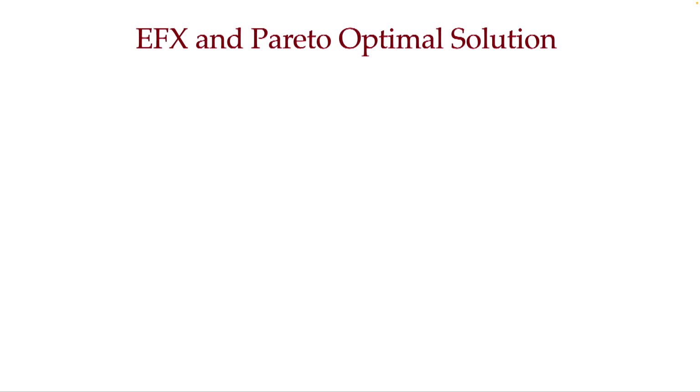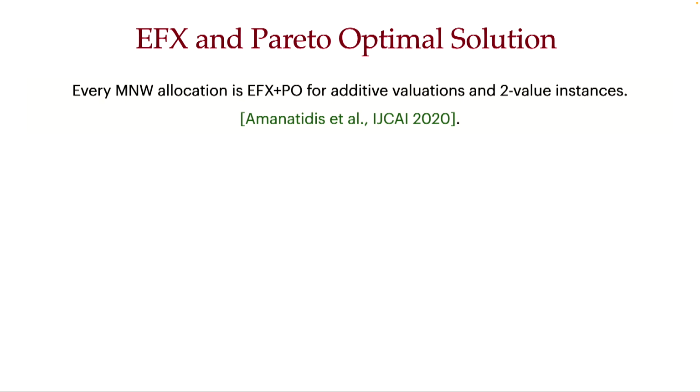So now let's talk about EFX and Pareto optimal solution. Every Nash welfare maximizing allocation is EFX and PO for additive valuation and two value instances. Now what is the meaning of two value instances? That every agent is just giving two values, like there are just two values A and B, let's say, right? Now I will give to every item value either A or B.